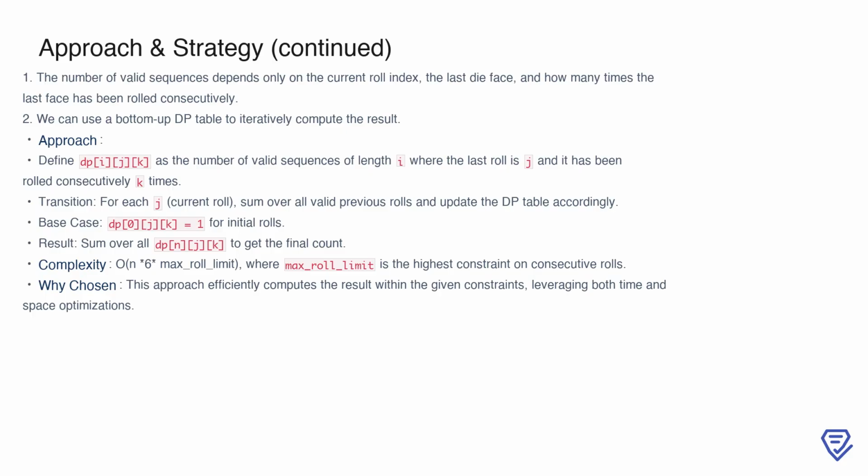The complexity of this solution is n * 6 * max_roll_limit, where max_roll_limit is the highest constraint on consecutive rolls. Despite this, it remains computationally efficient within the problem's constraints. The dynamic programming approach was chosen because it avoids the exponential growth of brute force and eliminates the overhead of recursive calls, making it both time and space efficient.